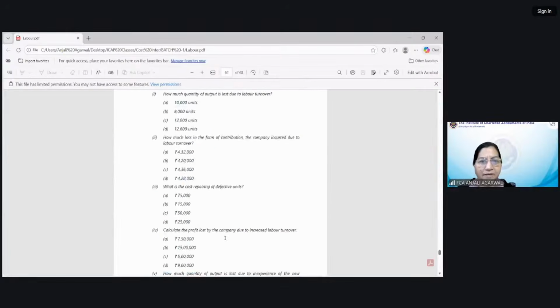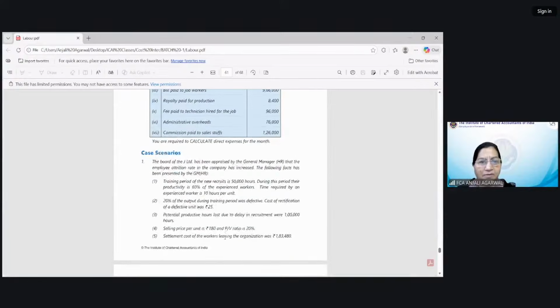I think you will be able to do this. So the case scenario is 50,000 hours, 60% productive. That means 20,000 hours lost. One unit takes 10 hours to make, so 2,000 units are lost. So technically 5,000 units should have been produced, but 3,000 are produced and 2,000 are lost. And out of that 3,000 also, 20% were defective.